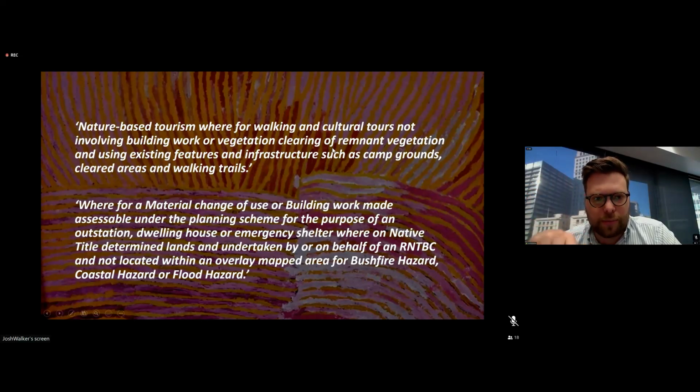And, something might be a little bit more complicated. And again, trying to scope it down really tightly is where for an MCU or building work made accessible under the planning scheme for the purpose of an outstation, dwelling house or emergency shelter, where on native title determined lands and undertaken by or on behalf of RNTBC and not located within an overlay for bushfire hazards, for any of those hazards, may be exempt, so accepted.